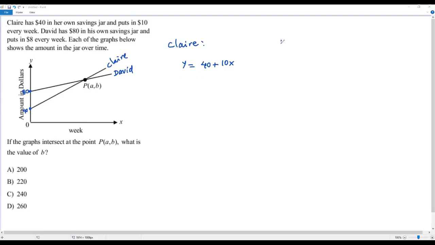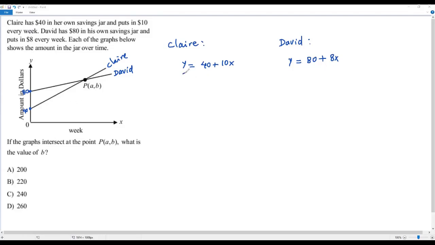The same thing we have to do for David. Here for David also, y represents the savings. First, we write the initial value, that is 80 positive. He puts $8 every week, that is for 1 week he puts $8. Then how much money will he put for x number of weeks? For that, we multiply this 8 and the number of weeks x, and we get 8x. Now I have the equations of these two lines which represent the savings of Claire and David.